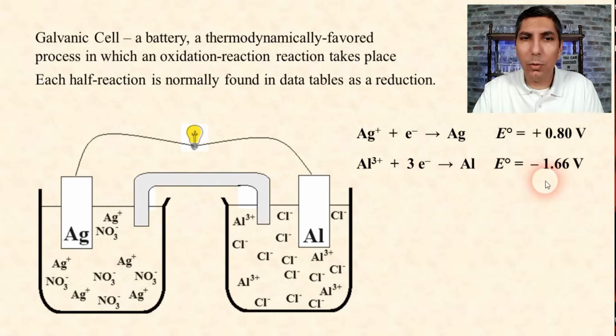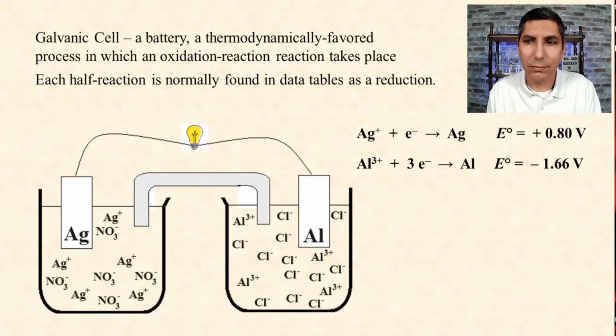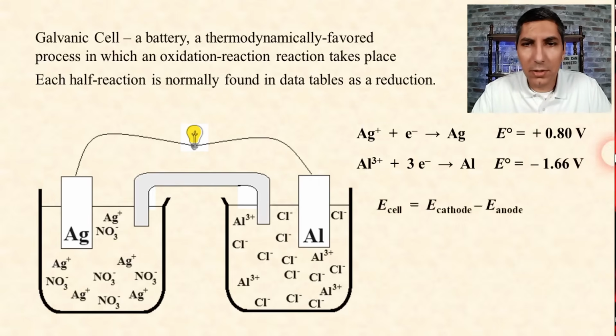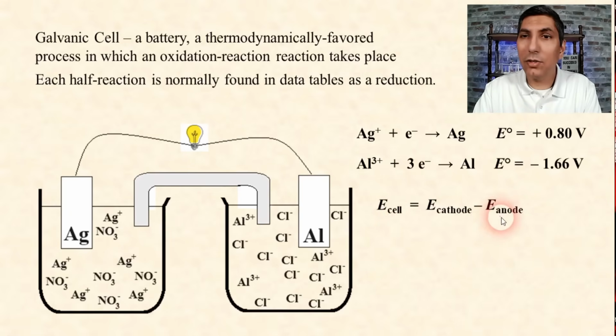Now, I guess the main question here is which one is the cathode, which one is the anode? Well, the way we do this is we use this equation right here. E cell equals E cathode minus E of the anode. And this equation is not given to you on the AP exam. You have to remember this one.